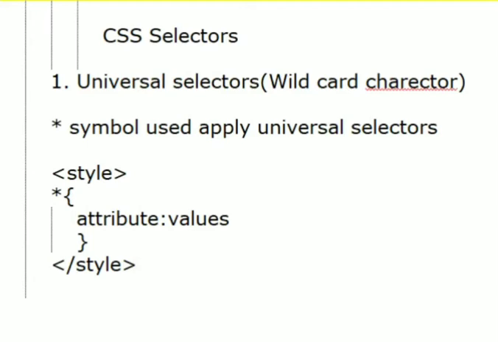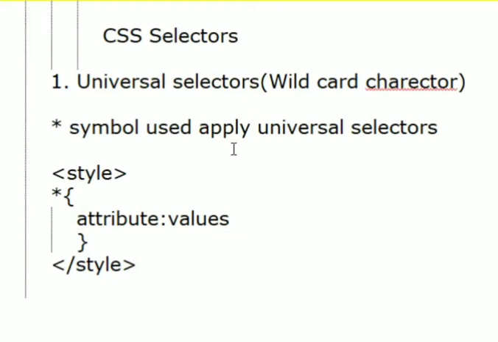These CSS selectors are used to apply the same CSS style to all elements of an HTML page, or you can apply a CSS style to a particular element, or to two or more elements of an HTML page. There are different types of CSS selectors.